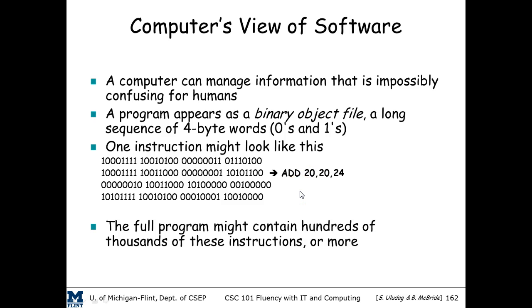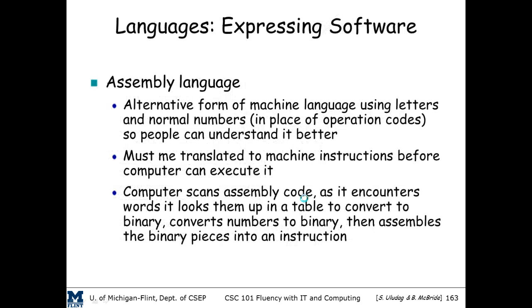Now, a program like this, again, is possibly complicated in terms of zeros and ones, and no human can actually look at these zeros and ones and understand what the computer is being told in terms of its software commands. So the next level up of expressing software is something that is designed to be somewhat more human-friendly, and this is called assembly language. Assembly language uses letters and normal numbers instead of binary numbers so that people can better understand it, but it's still very cryptic.